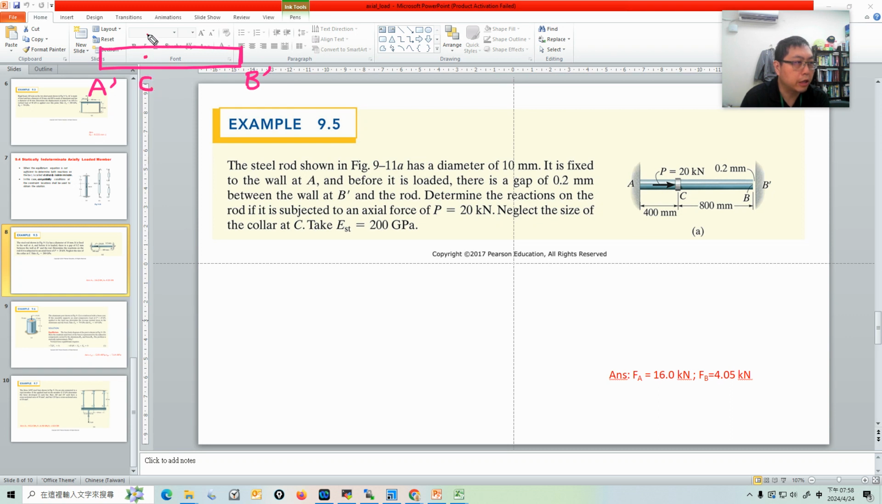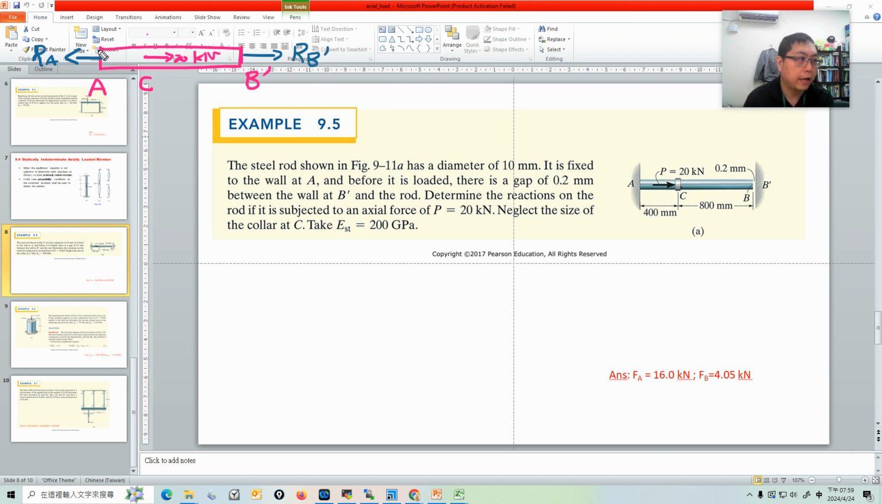C is here, and there's an external loading of 20 kilonewton, and attached to the two ends of the bar are some reaction forces from the wall. Right now I don't know the reaction forces on the wall, nor their direction, so I just assume everything is tension. That's my habit. So here is reaction RA, and here is reaction RB prime.